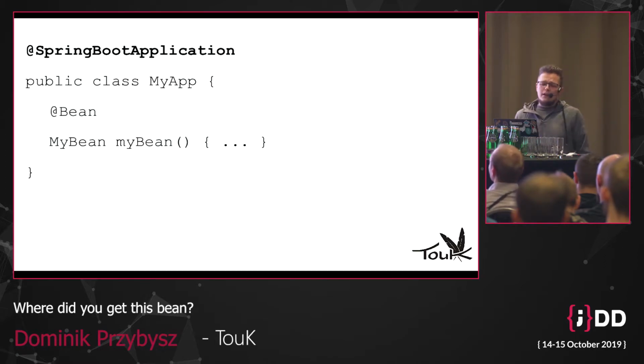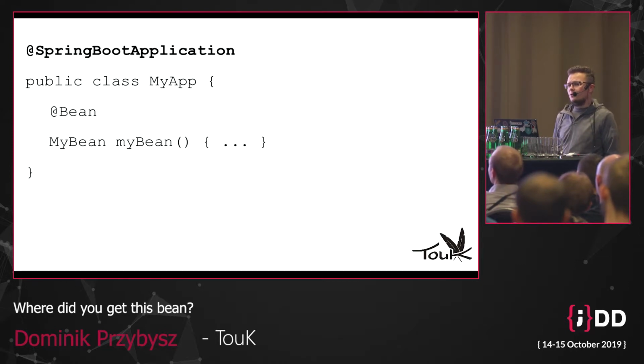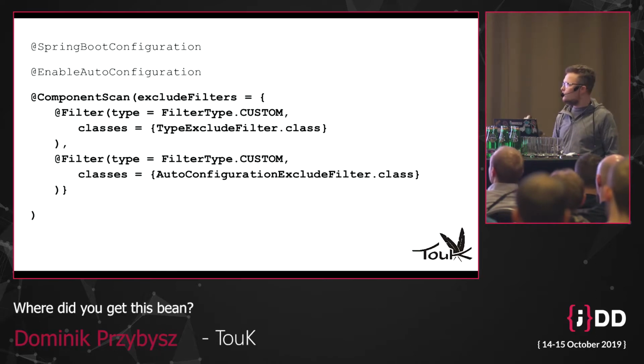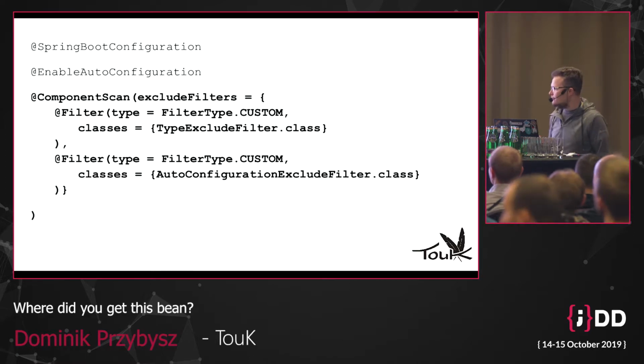Thanks to that, we could define our beans inside our Spring Boot application. It's very convenient, for example, when you are preparing some demos or some live coding. We also have the component scan, where the component scans from the Spring Boot application will be passed, but we also have some excludes defined. For example, we don't want to scan the auto configurations.